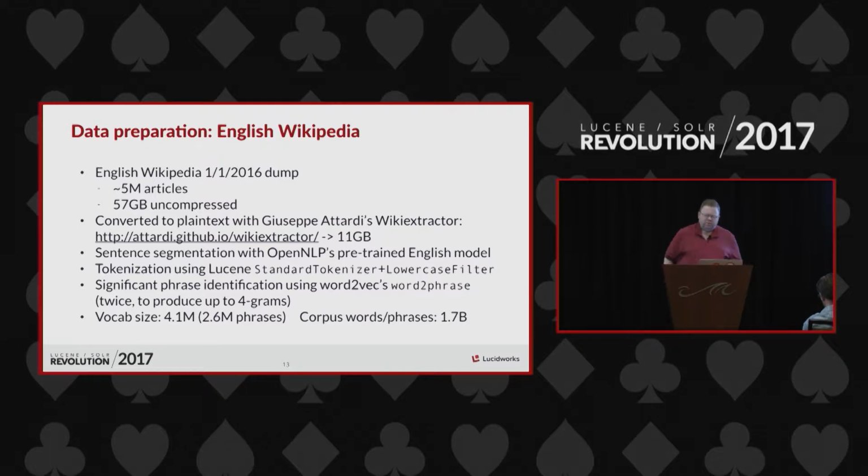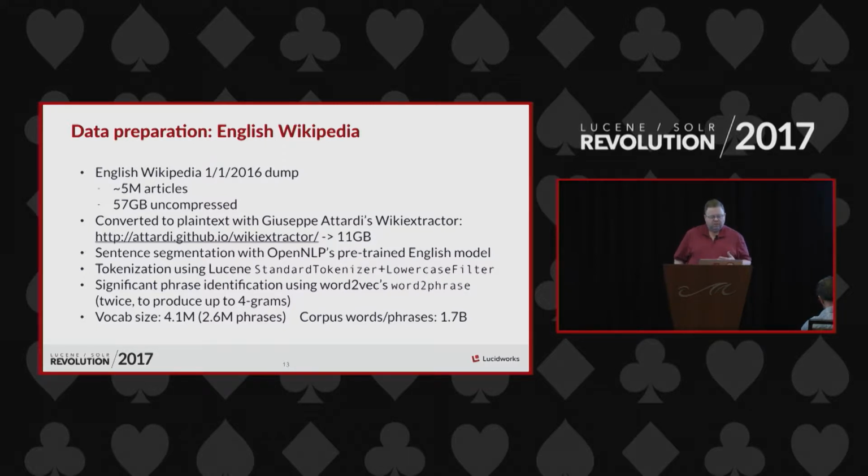Then I used OpenNLP's pre-trained English model to do sentence segmentation for a couple of reasons. First of which, the Word2Vec software I was using expects sentences, 1 per line, but also because I wanted to explore identifying phrases and finding conceptual matches between individual words and phrases. I didn't want to match phrases across sentence boundaries, so that was the other reason I did sentence segmentation.